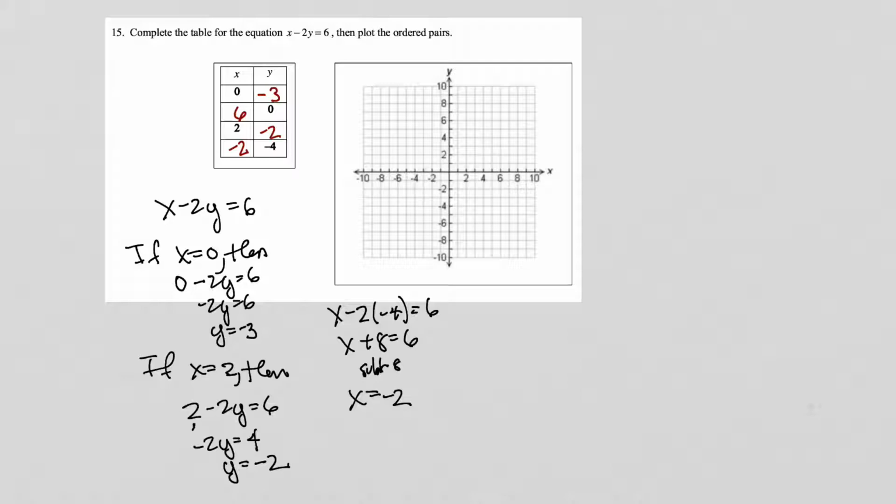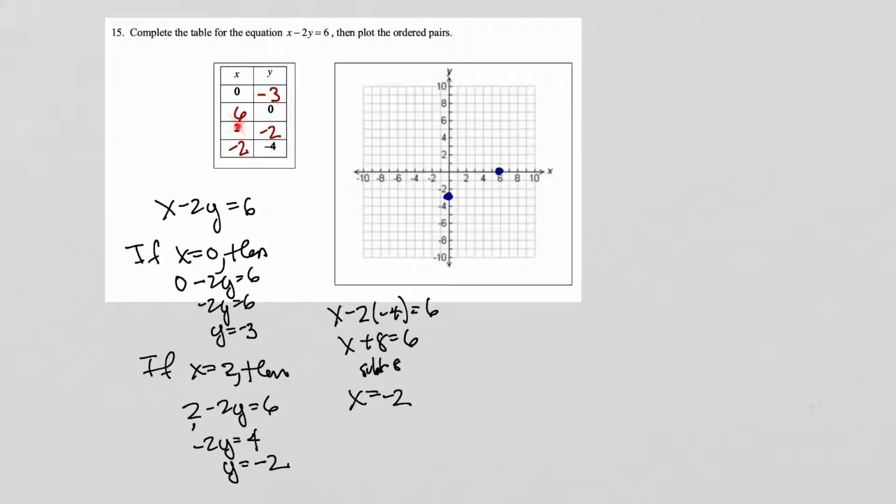Now here's our ordered pairs, 0 and negative 3. So let's plot that one. I'll do it in blue here. So 0 and negative 3. So 0, start at the origin, negative 3 goes straight down 3, and we'll plot that point. Then we have 6 and 0, so to the right 6, up or down 0. So start at the origin, go to the right 6, no up or down. So just to the right 6, we've got a point there.